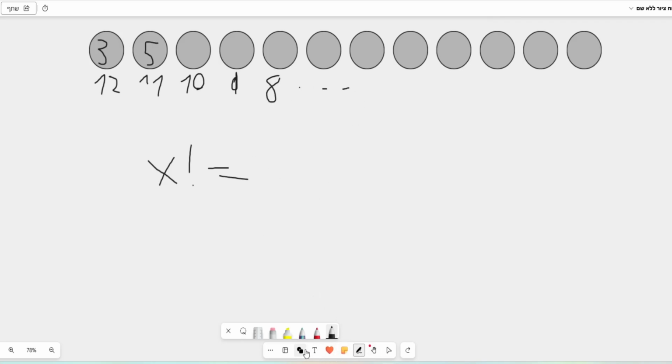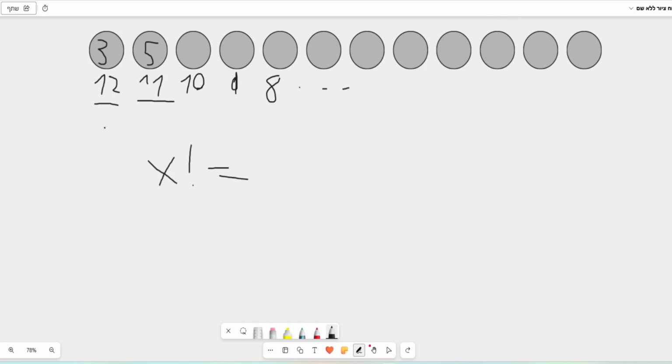Now, what do I know from this? Well, for each of the 12 cards that I put here, I have 11 cards to put here, right? Because I can put here 1, and then I have 2 to 12. I can put here a 2, and then I have 1, and then 3 to 12. I can put here a 3, and then I have 1, 2, and then 4 to 12. So for each of the 12 options, I have 11 different options.